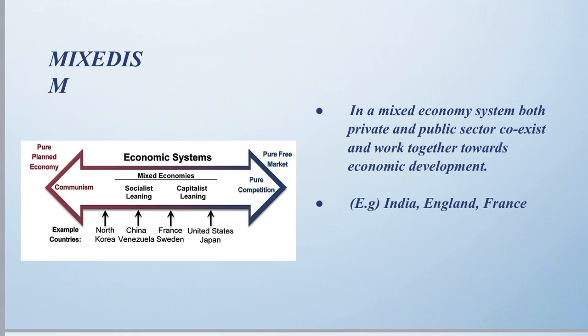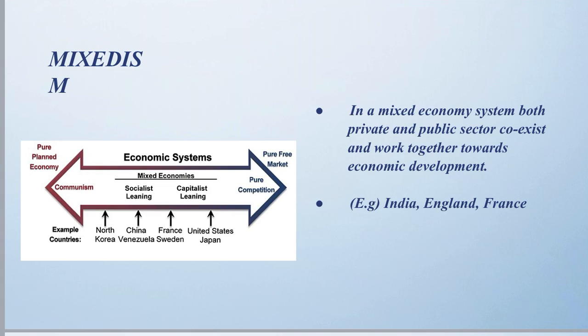In between the red arrow and the blue arrow, in the center part, you have mixed economies. So mixed economy is a combination of both capitalism and socialism. In a mixed economy, both private and public sectors coexist and work together towards economic development. In a mixed economic system, you have the public sector as well as the private sector. So it is a combination.